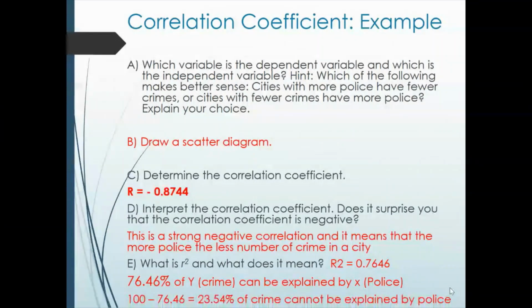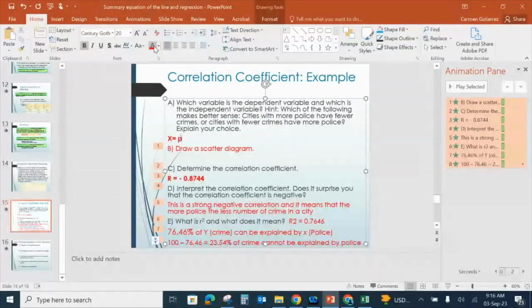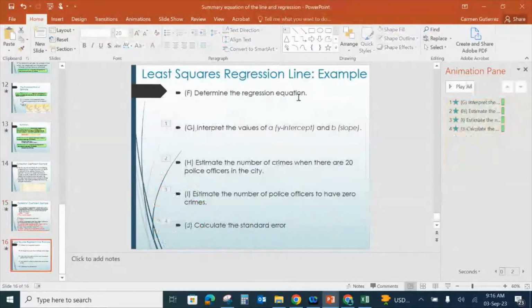Whew, there it is. Okay, so those are getting the scatter diagram and figuring out the R, what the R means, and R squared, and what it means. Okay, and this I didn't write it here earlier, but in this your X is police and your Y is your crime, which we did earlier. Okay, what else do we have here?